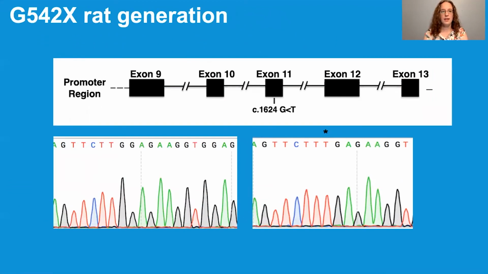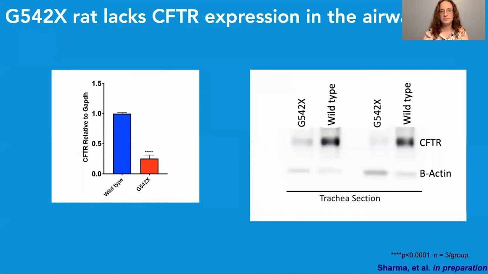And we also wanted to generate a rat that would express a stop codon in order to test new therapeutics for the more rare mutations. So we generated a G542X rat by CRISPR-Cas9. This engineers a G to T mutation, as seen here with the asterisks, in the 1624 position to regenerate the G542X. When we measured mRNA expression in the red in this rat compared to wild type, we again saw significantly lower levels. And when we looked at protein of the G542X compared to wild type, we saw very absent protein expression in the airway.